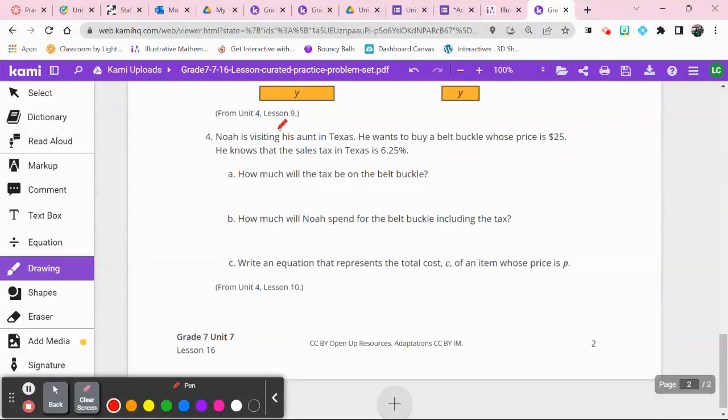Noah is visiting his aunt in Texas. He wants to buy a belt buckle whose price is $25. He knows that the sales tax in Texas is 6.25%. How much tax will be on the belt buckle? All they want is the tax. So we're just going to take the tax, and we have to make that into a decimal. To get the percent sign off, you either divide by 100 or you can move the decimal 2 places to the left.